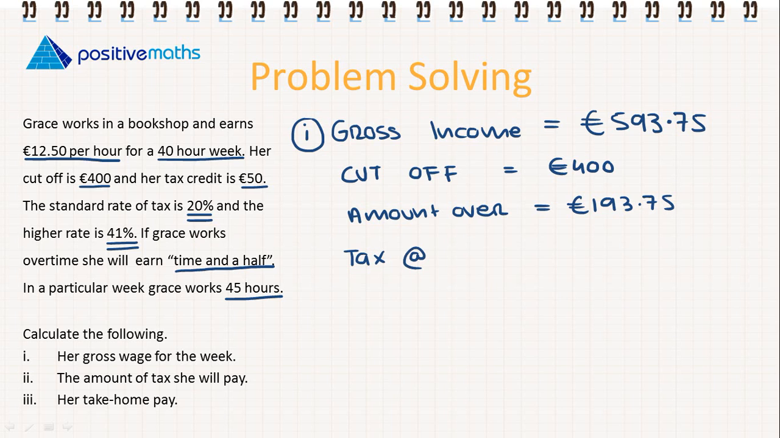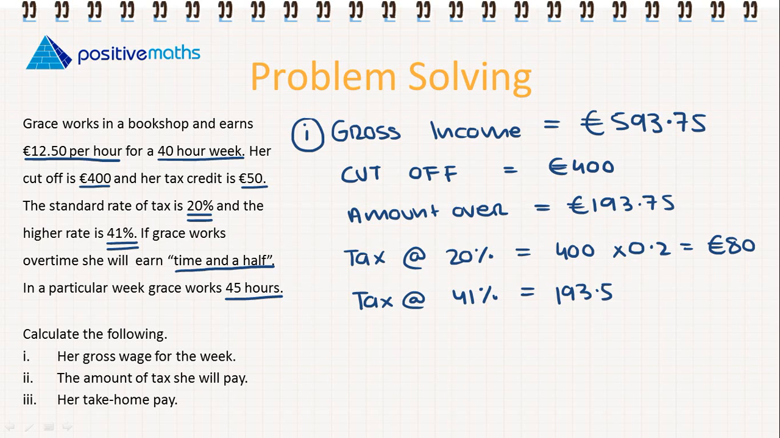The standard rate is 20%. The higher rate is 41%. So the tax at 20% is going to be equal to 400 multiplied by 0.2, which will give us €80. Then we're going to calculate the tax at 41%. This is going to be the amount above 400, which is 193.75, multiplied by 0.41. So that's going to give us 79.44.